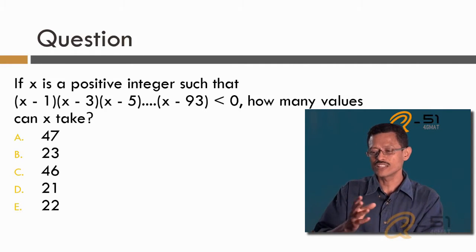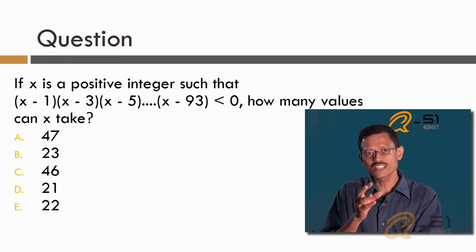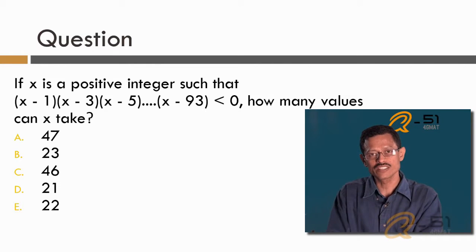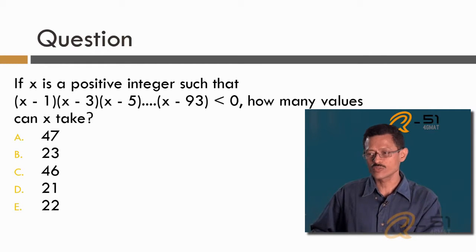So what we have is 47, 23. So there is a finite number of values that x can take. That's something which is given from the question stem and the answer choices. Let's quickly dive into how to go about this question.